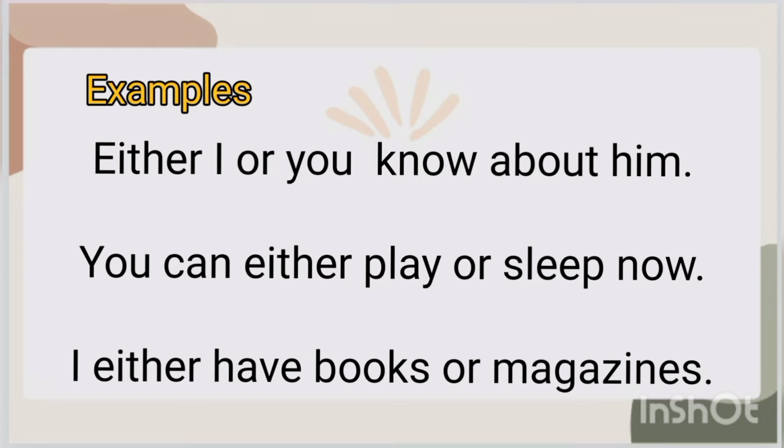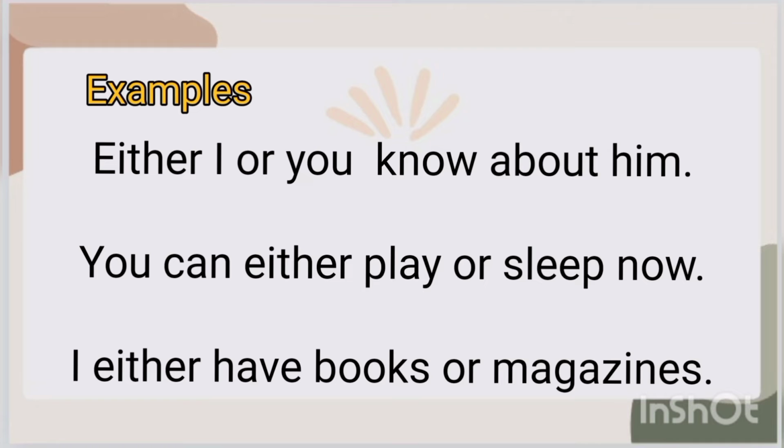Examples are: either I or you know about him. Here you can see this is a positive sentence, and either or is connecting two persons. Next is: you can either play or sleep now. This sentence is also showing a choice between two things or between two activities, and this is also a positive sentence, and either or is connecting these sentences as a conjunction.